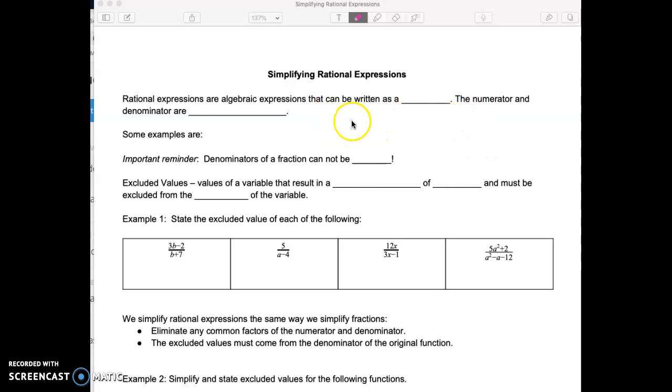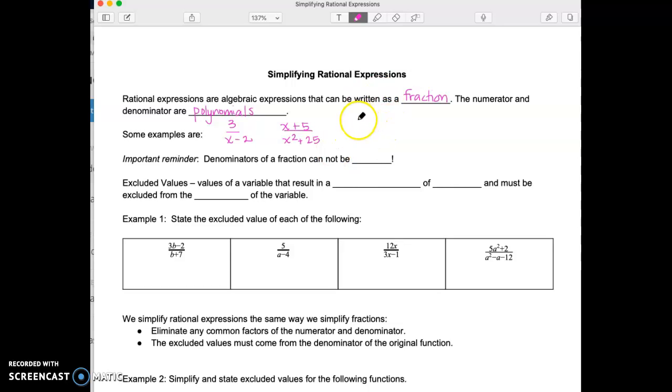So rational expressions are algebraic expressions that can be written as a fraction. And what's special about this fraction is that the numerator and the denominator are both polynomials. So all of those groups that we talked about and studied, constants, linears, quadratics, cubics, could be in the numerator and the denominator for a rational function. So it might look like 3 over x minus 2. We could have x plus 5 over x squared plus 25, so over a quadratic.